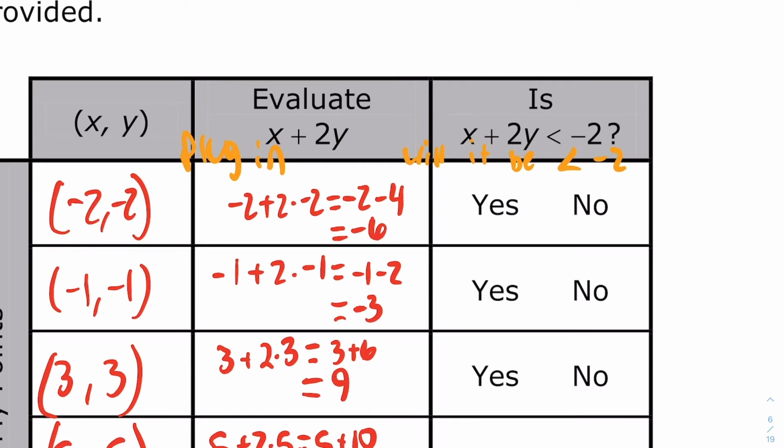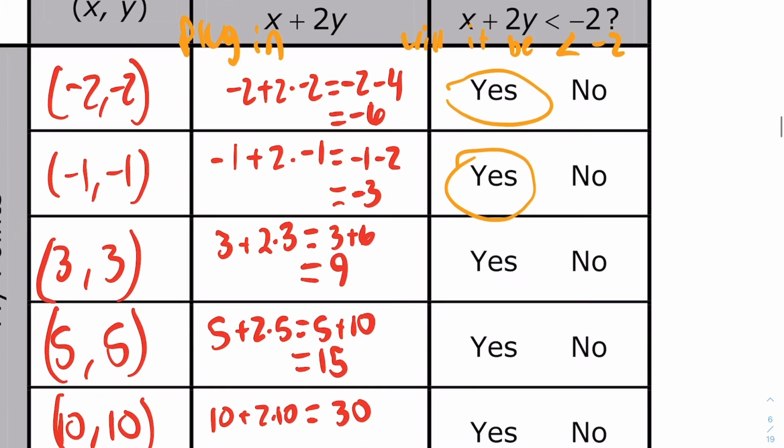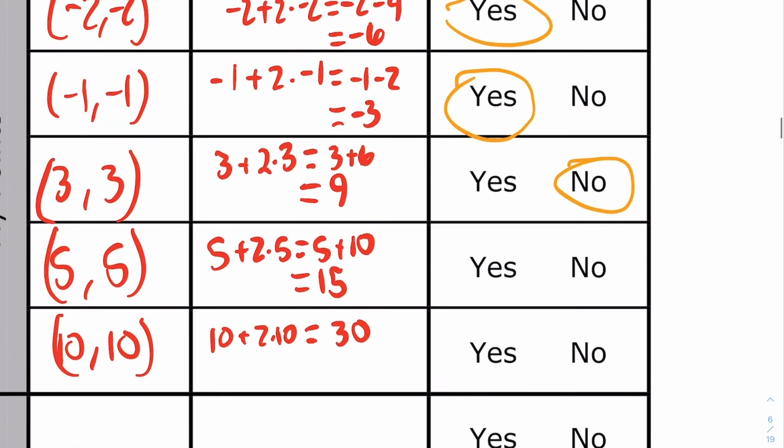The first one was negative 6, so yes. The second one was negative 3. That's a yes, but we're getting close to not being. The next one was 9. 9 is not less than negative 2. We have 15. 15 is not less. 30 is also not less.